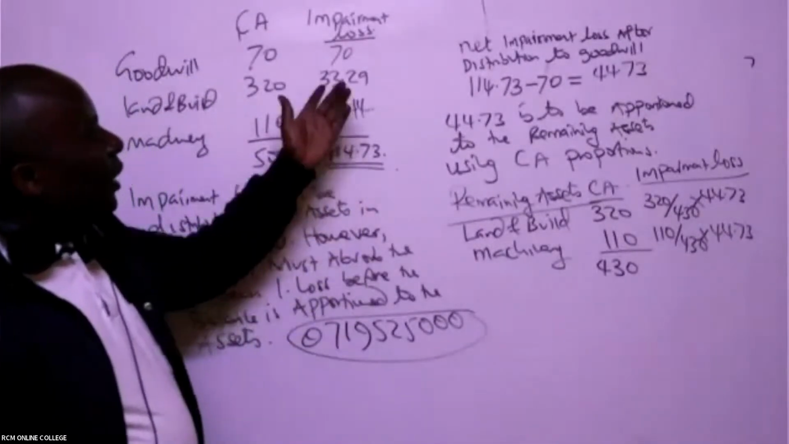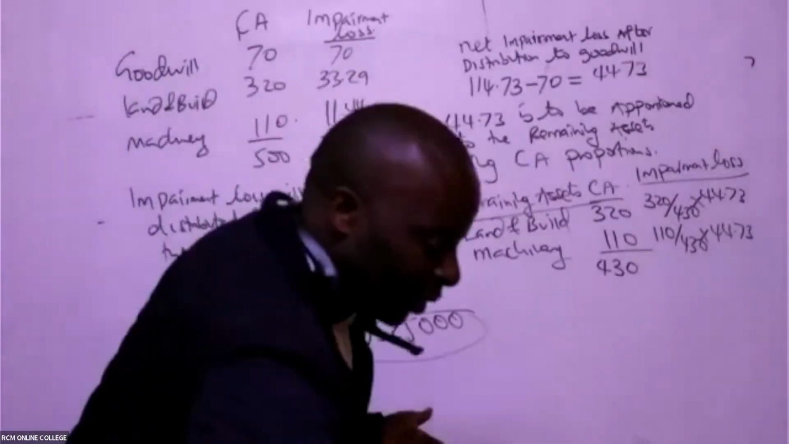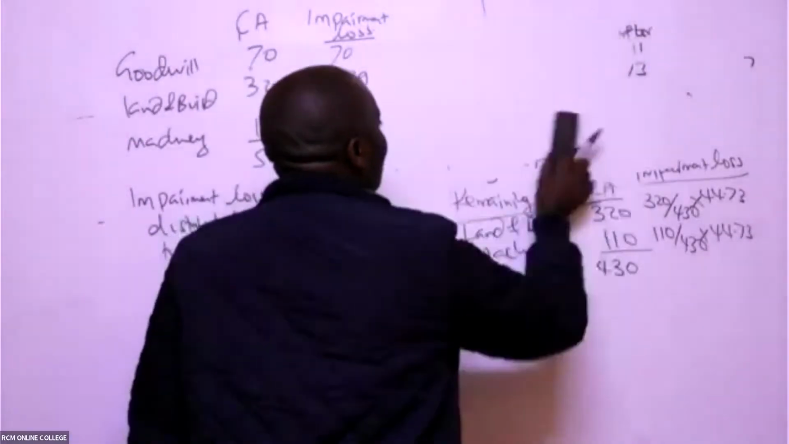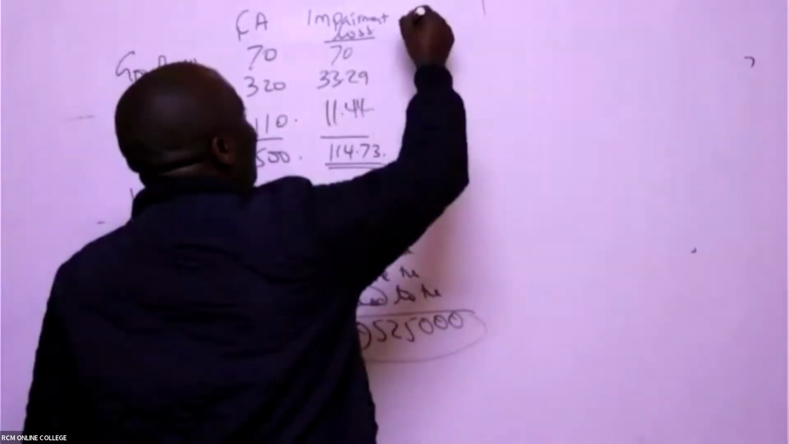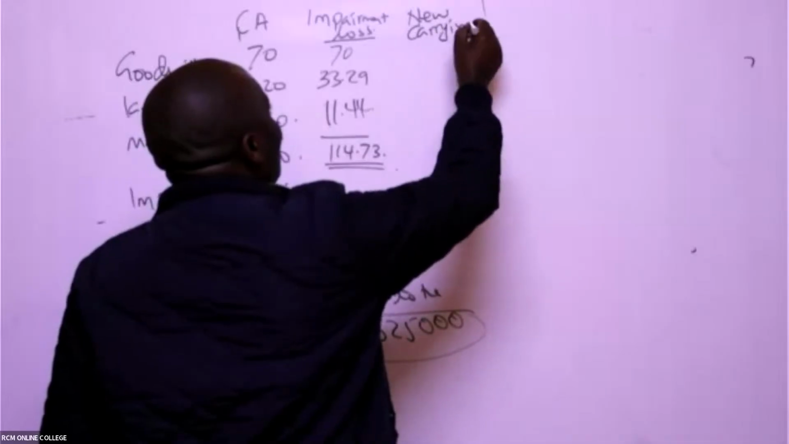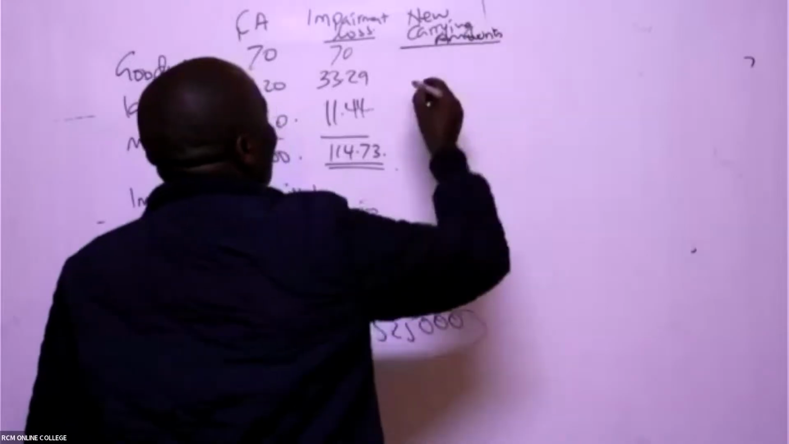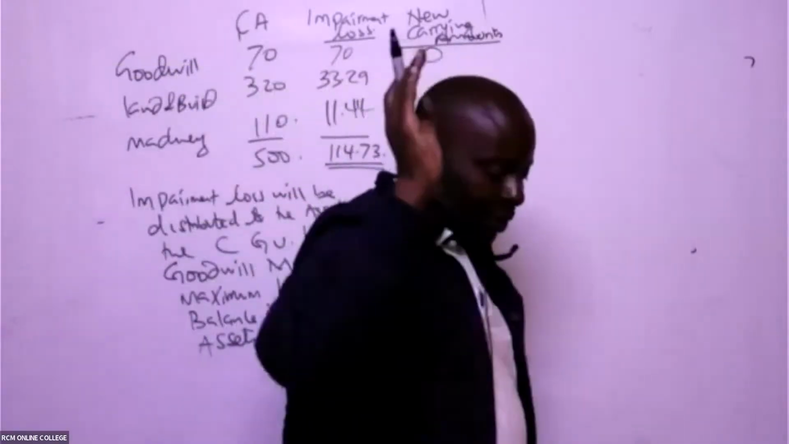And then give me the last column, which is the new carrying amount. The new carrying amounts, what do we have here? So 70, 0. Goodwill is extinguished.